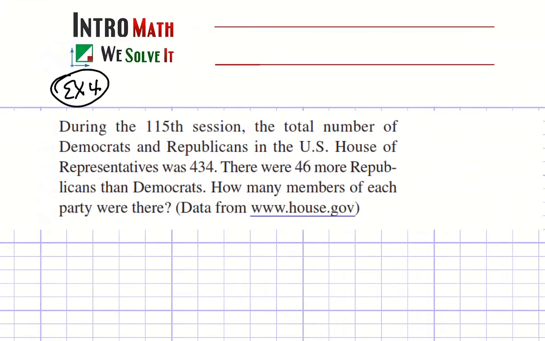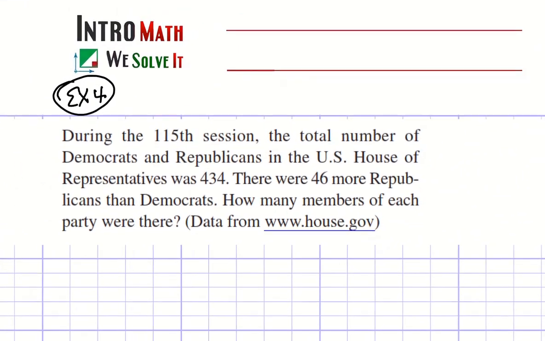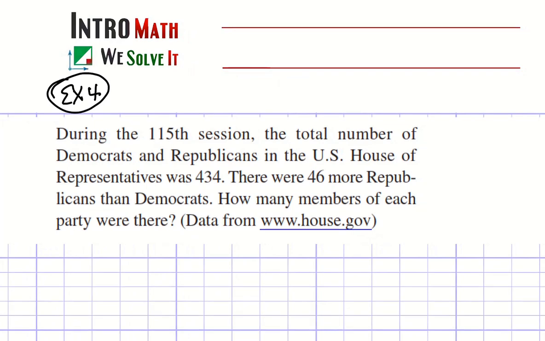Okay, look at this problem here. Again it's the same thing about Democrats and Republicans. During the 115 session, the total number of Democrats and Republicans in the U.S. House, now they shift to the House, was 434. There were 46 more Republicans than Democrats. Always pick your clue from there. When they say more than this number, that's where you hang on to. How many members of each party were there?